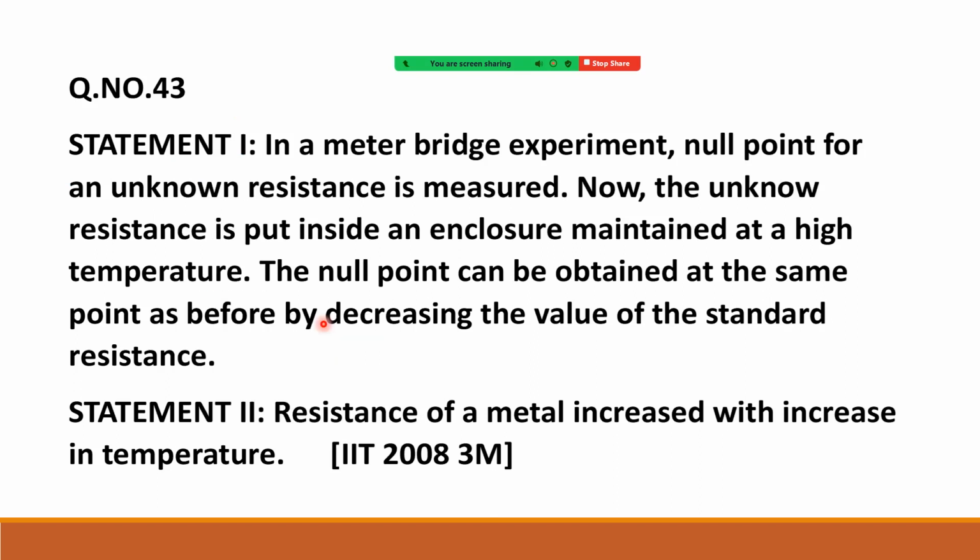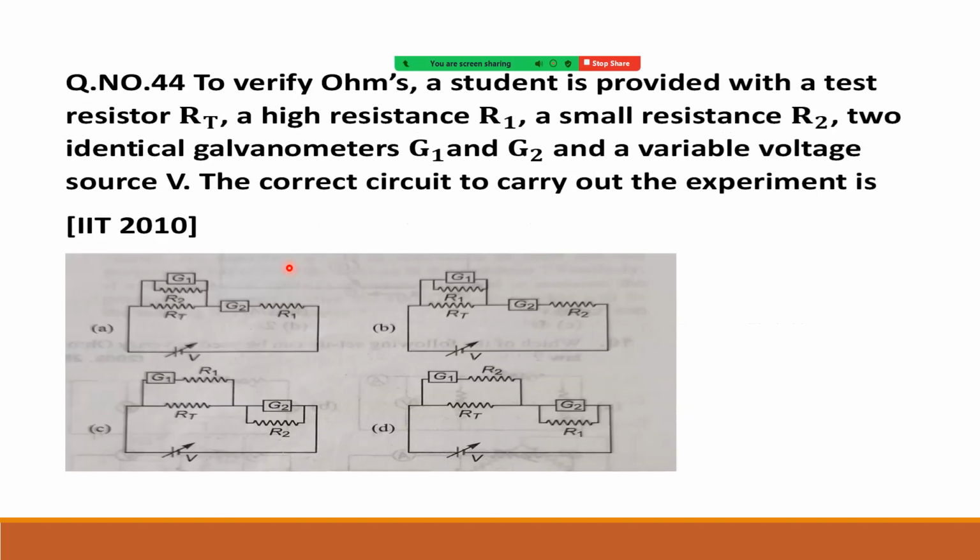And coming to statement two. Resistance of a metal increases with increase of temperature. So statement two is correct and statement one is wrong. Okay. See the next one.